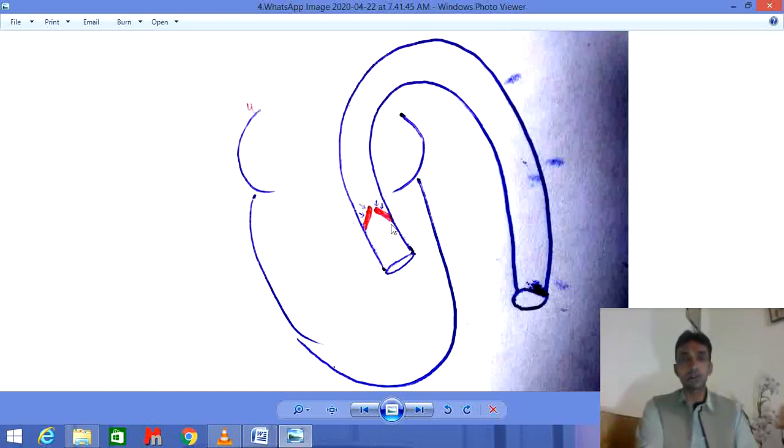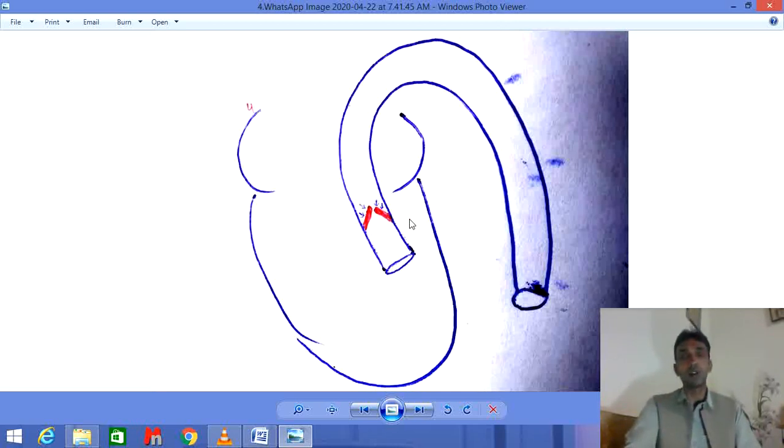When this valve starts closing, not completely closed, but starting to close due to the decrease of pressure in this area and increase of pressure in this area, this step is called protodiastole. And this step becomes completed after the closing of this valve.